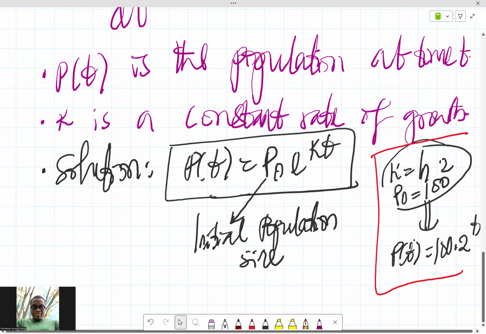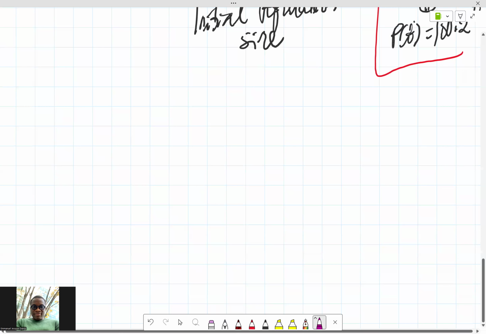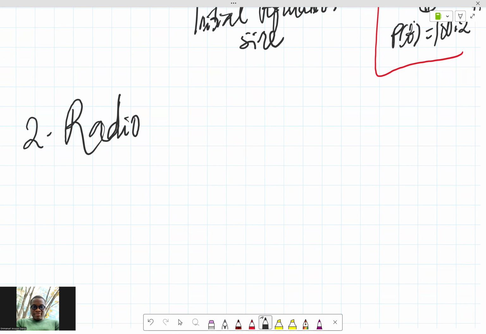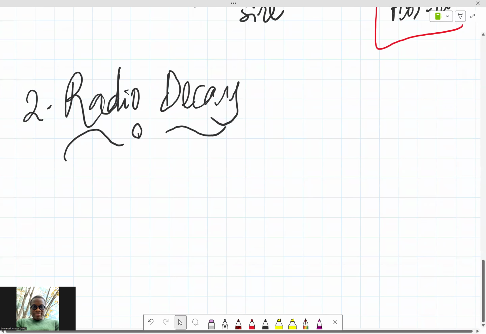So that's population growth, a very popular application. We also have radioactive decay. It is just like the opposite of exponential growth. The only difference here is that the constant is declining. Radioactive decay is governed by a first order ODE, where the rate of decay of a substance is proportional to the amount of the substance present.